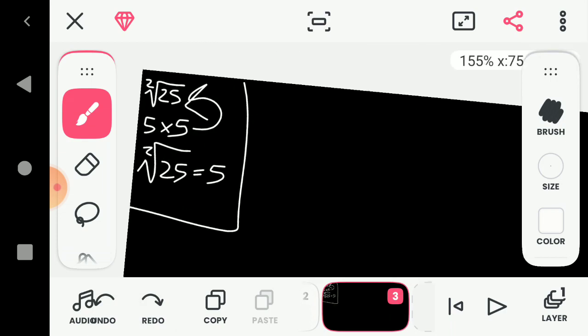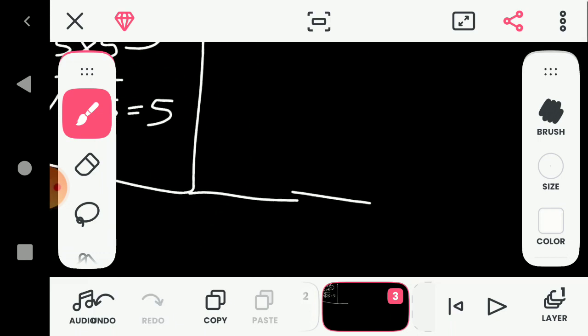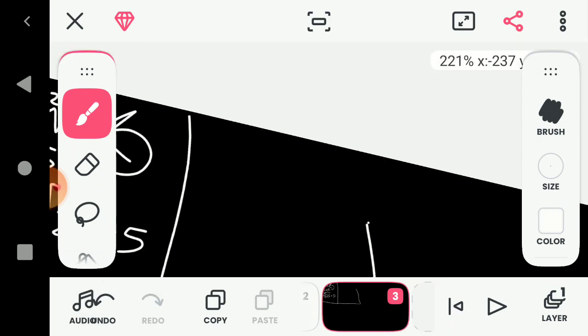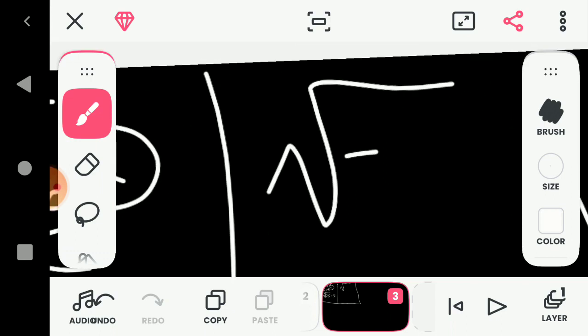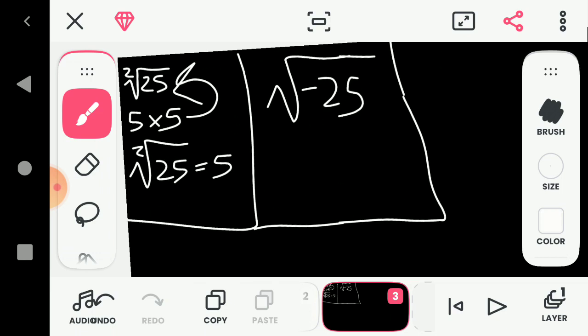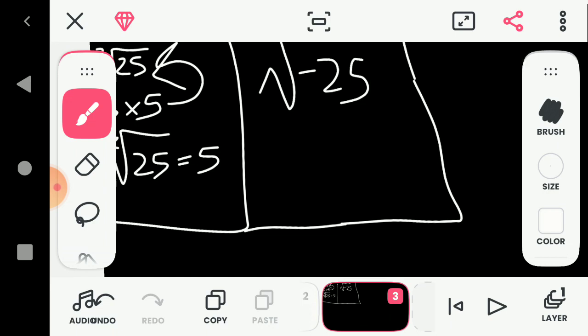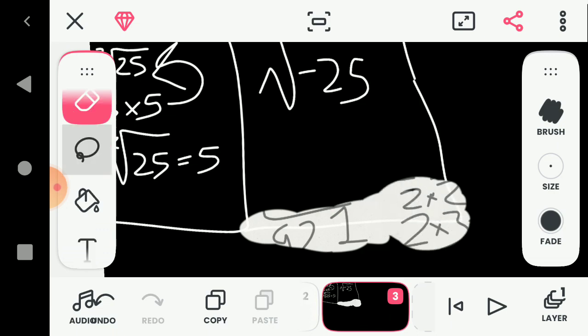Okay. Now I'm going to show you something different that might crack your brain a little. If I was to give you something like this, what do you think? Like the root, the radical of a negative number. This is something different. I don't know why I colored this in. I just have to do this all over again.